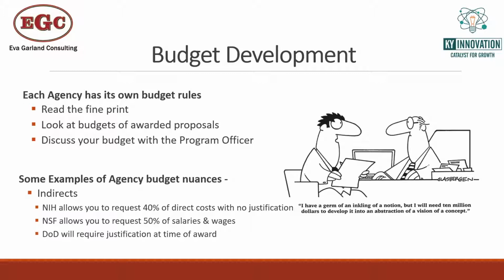So there are 12 different agencies, and each of them is a little bit different in terms of the details of what you can request. Another nuance is NSF doesn't allow equipment purchases for phase one. That's in the fine print if you read it. So make sure you've done that, because if you put equipment into your budget, they might disallow it, which then reduces your overall budget.